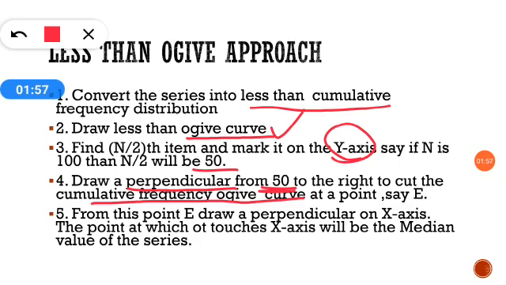Where this curve is intersected by the perpendicular, we will give a name to that very point. Suppose we are giving the name E. Then from that point E, we will draw a perpendicular on the x-axis. Firstly we created a perpendicular from the n by 2th point on the y-axis to the ogive curve. Then from that point E where it intersected the ogive curve, we draw a second perpendicular on the x-axis. Where that perpendicular touches the x-axis, that particular point will be our median.